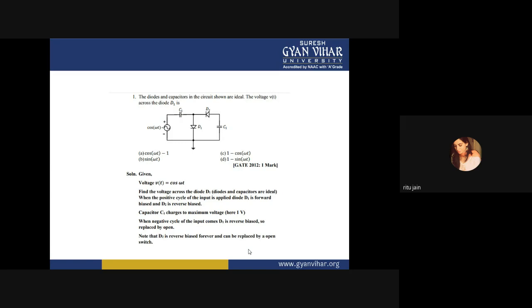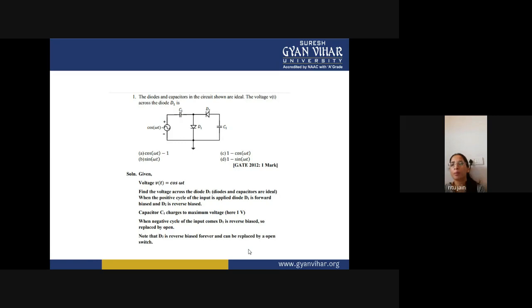When diode D1 is in forward biasing, the capacitor C1 will start to charge, and it will charge to its maximum level, which is 1 volt. So capacitor C1 charges to the maximum voltage, that is 1 volt. Now when the negative cycle of the input comes, D1 is in reverse biasing, so we can replace this diode by an open circuit. The diode D2 is in reverse biasing forever, and it can be replaced by an open switch.